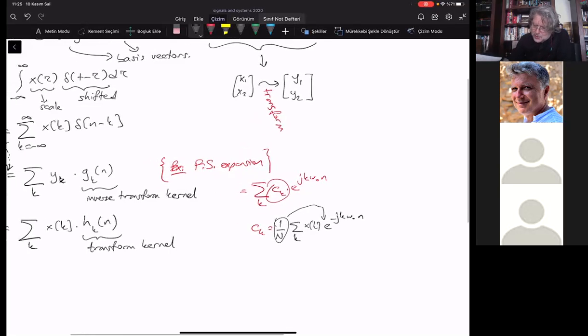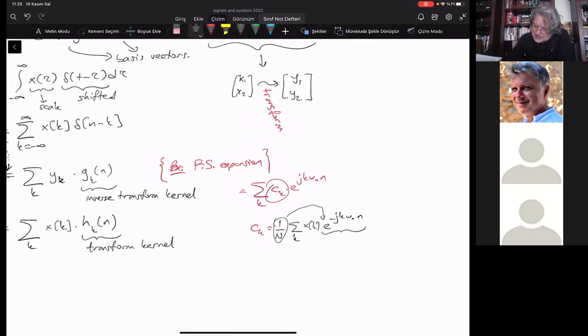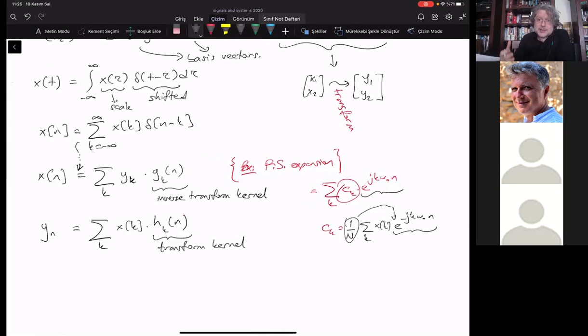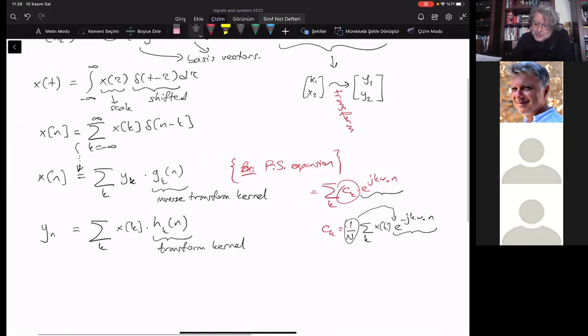So the transform kernel is this, and the inverse transform kernel is this. Okay, this Fourier series or Fourier transform or discrete Fourier transform, FFT, DFT, etc., they are good examples for this transformation business, which transforms everything from the time domain to a new domain called the frequency domain.